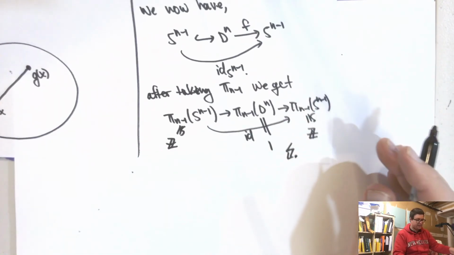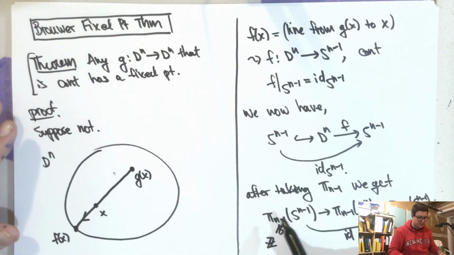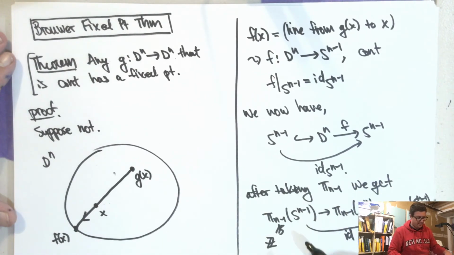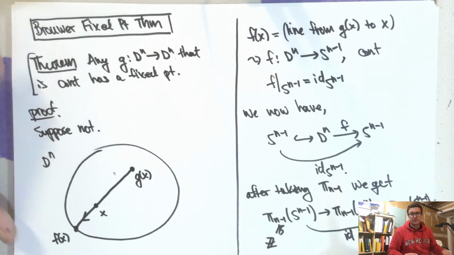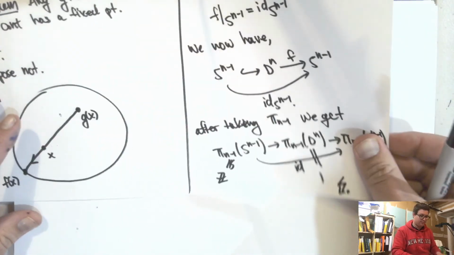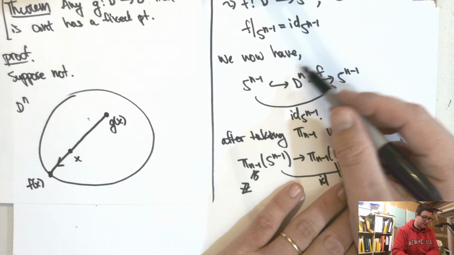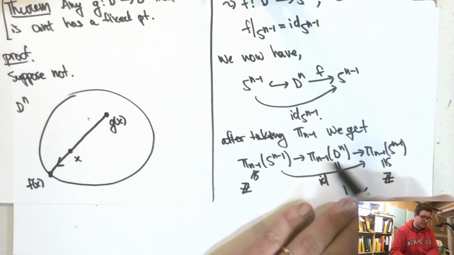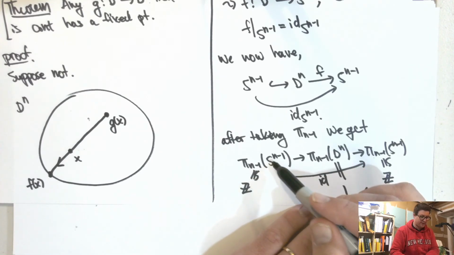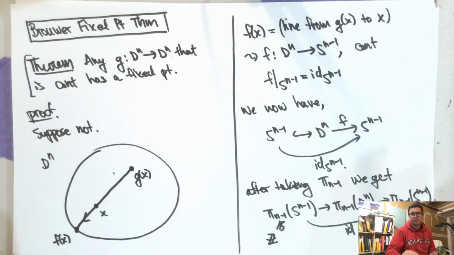So that's the proof of the Brouwer fixed point theorem. You really don't need to use homotopy groups; it doesn't matter what invariance you use. Here we just used homotopy groups and the following: we use that this is contractible, we used functoriality, and we used that pi_(n-1) of S^(n-1) is equal to the integers. Okay, that's the proof of the Brouwer fixed point theorem.